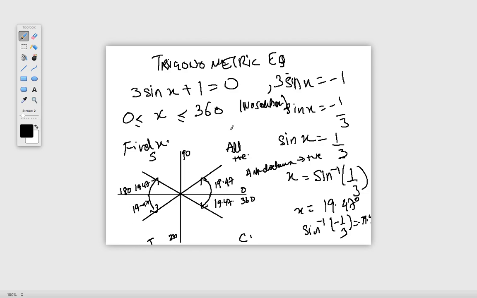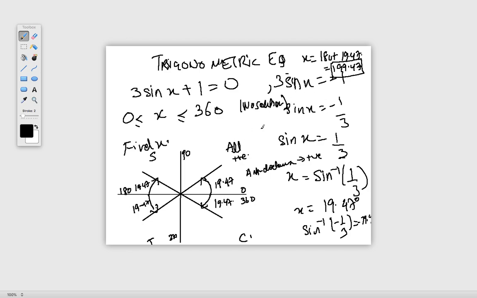Because it is an anti-clockwise arrow, we add from the tail. The tail is at the 180 axis. So x is equal to 180 plus 19.47. That is the first value, which comes to 199.47. This is the first answer.